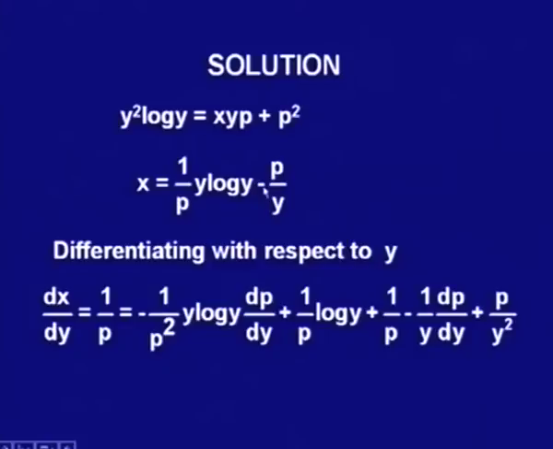Similarly, this second term minus p upon y, differentiating with respect to y. So, first differentiate p, so we do get minus 1 upon y dp over dy, then minus p, and what will be the derivative of 1 upon y, that is minus 1 upon y square. So, we are getting plus p upon y square.